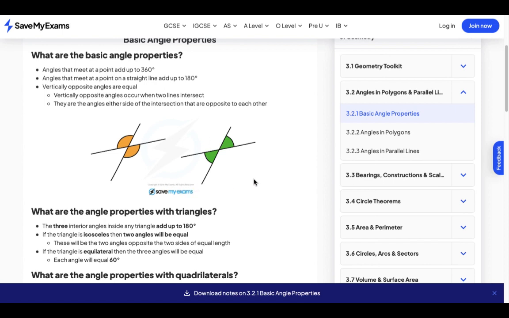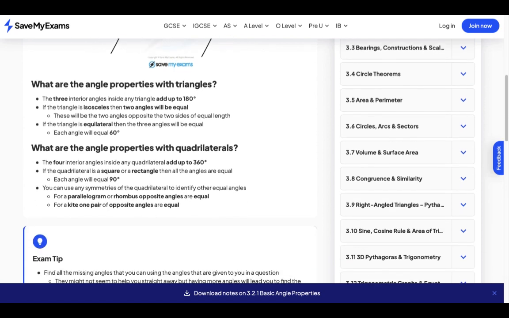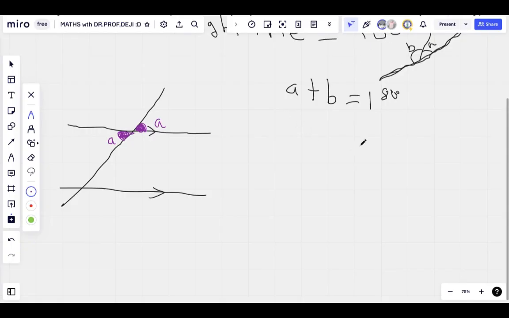Now let's move down a little bit because we want to run through this and find the real problem. What are the angle properties with triangles? The sum of the interior angles in a triangle is equal to 180. So if I draw a triangle, all the angles add up to 180 degrees.